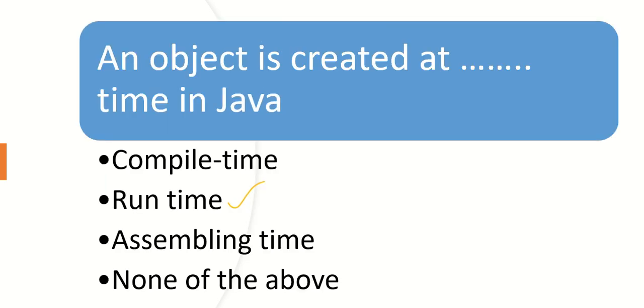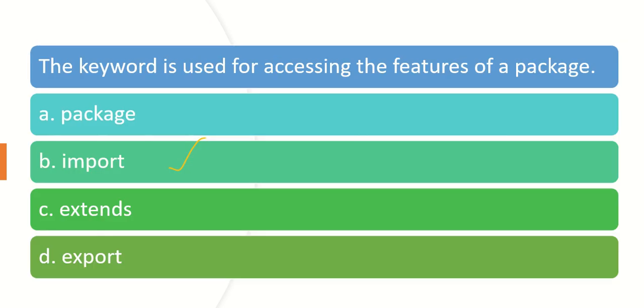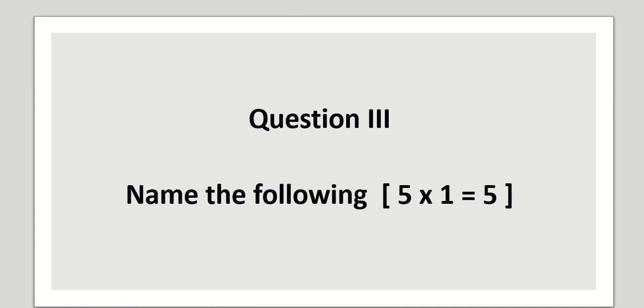Okay. The next one is an object is created at the dash time in Java. So whenever the object is created, it is created during the runtime. It is not during the compilation time or any other time. It is during the runtime. Next one, which keyword is used for accessing the features of a package. So import is a keyword. Whenever you are going to use the package, you have to use a keyword called import.